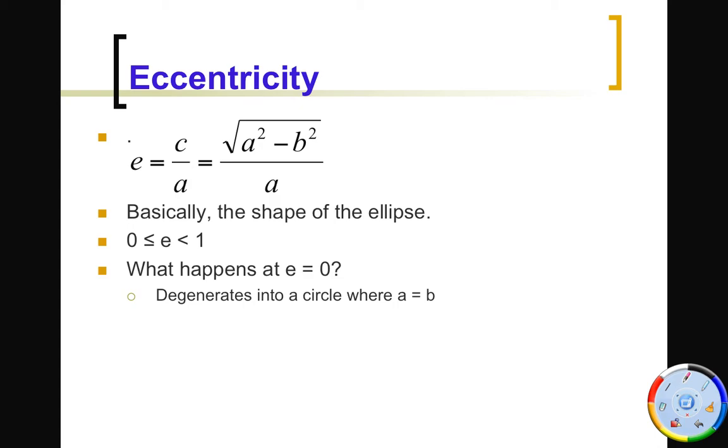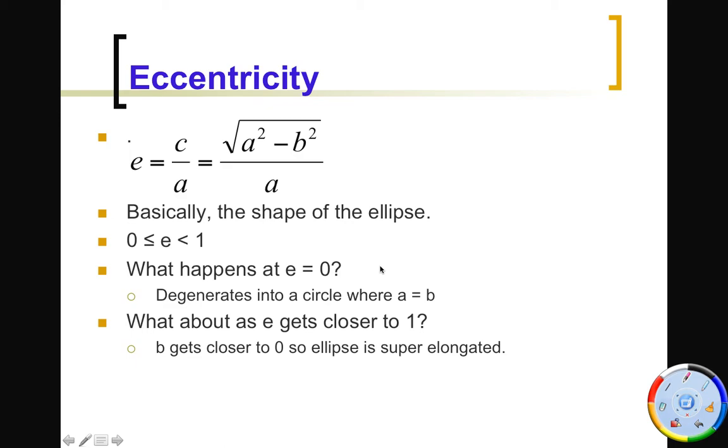And this is when A equals B also. So the distance from center to vertex is the same thing as the distance from center to side. That should tell me that that is equal to a circle. We call it degenerate because it goes from an ellipse and gets smaller into a circle. As E gets closer to 1, C is becoming the same length as A, and things get really weird, and we actually get our hyperbolas. As B gets closer to 0, the ellipse gets super, super skinny or super elongated.